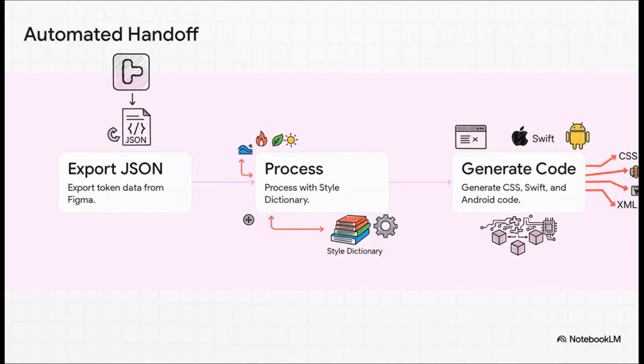Step 1. Designers export their JSON token data directly from Figma. Step 2. The engineering team processes that JSON using an industry-standard tool like Amazon Style Dictionary or Token Studio. Step 3. That tool automatically generates platform-specific code, CSS custom properties for the web, Swift for iOS, XML for Android, for each specific brand, instantly.